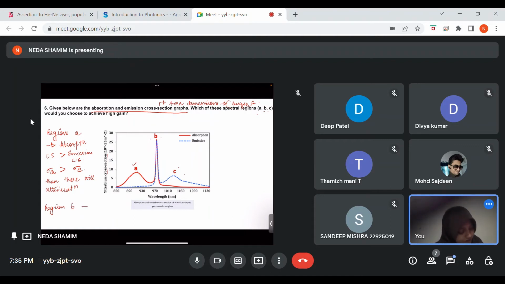In region B, what is happening? In region B, sigma A, that is the absorption cross section, is equal to sigma E, the emission cross section. So here what will happen? Neither attenuation nor gain. Whatever signal you sent in, the same signal will be retrieved back, though there might be noise and loss. But that's not the objective of an optical amplifier.